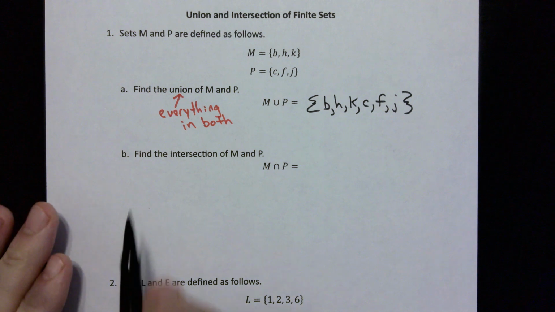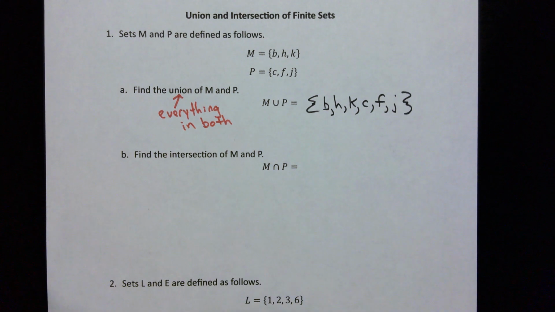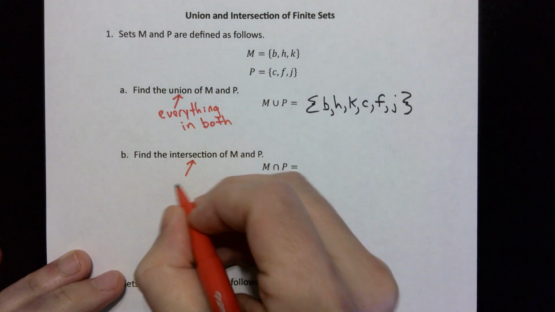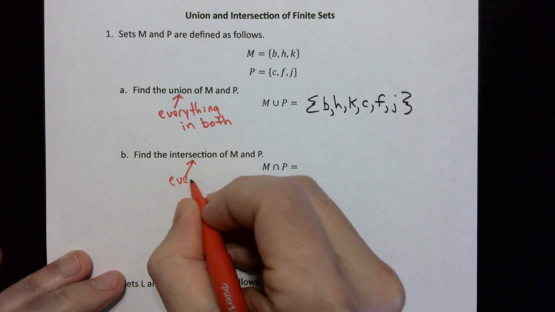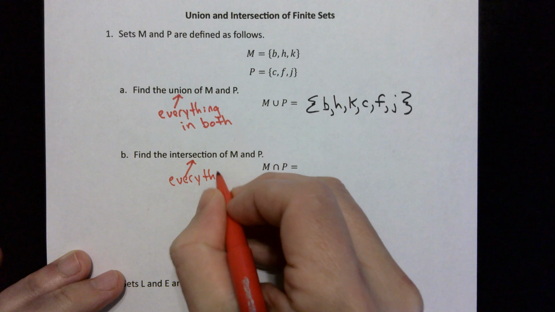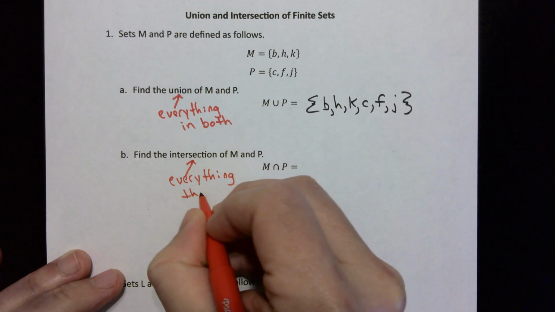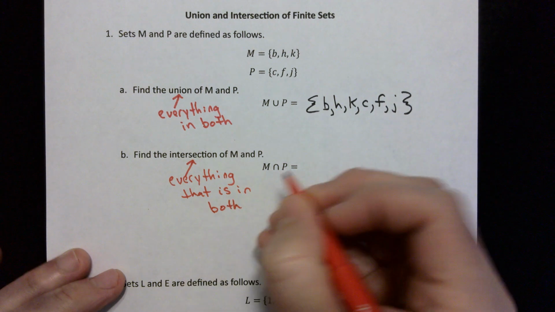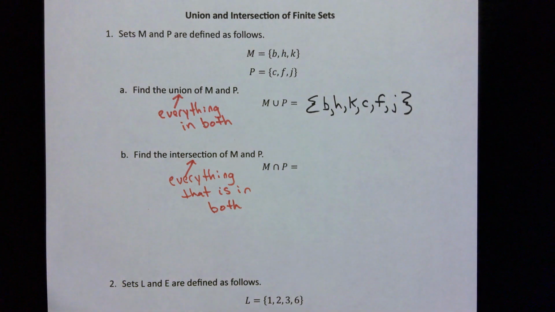All right, let's take a look at the intersection of M and P. For the intersection, that is everything that's in both. If anything shows up twice, that's when we'll write it in M and P. If nothing shows up twice, then it will be the empty set. And the empty set, I'll show you that in a second.